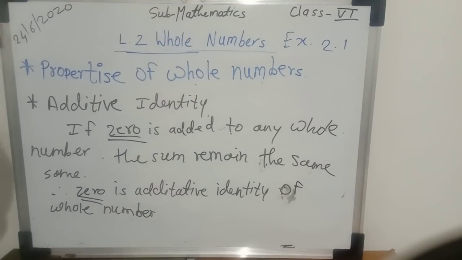So students, in this session we have solved questions number 7 and 8 from exercise 2.1, and we have started properties of whole numbers. Here we have seen 3 properties for the addition only. In the next session, we will see the properties for subtraction, multiplication and division.